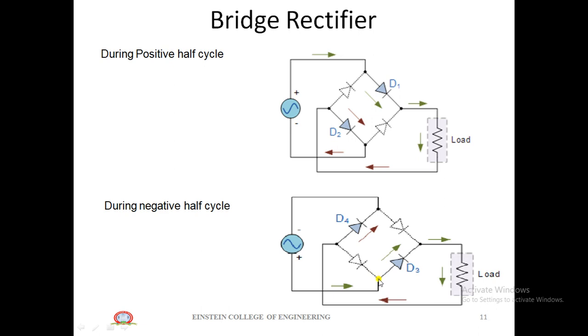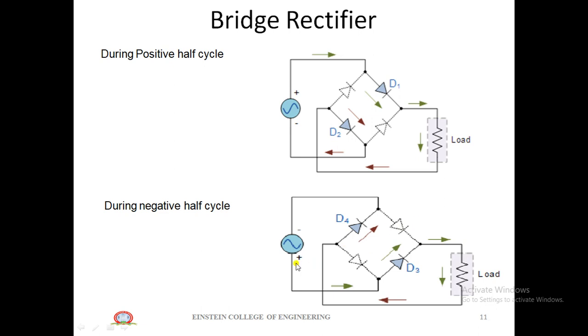The cathode of D2 is connected to this positive, so it is reverse biased. So D2 is off. And this negative terminal is connected to this point, and here D4 is forward biased, since negative is connected to the negative. So D4 is forward biased and D1 is reverse biased. So during the negative half cycle, D3 and D4 are forward biased and on, and D1 and D2 are off.